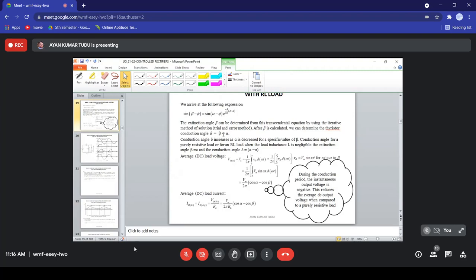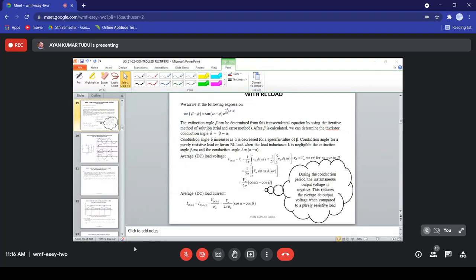The average DC load voltage would be 1 by 2 pi integral from alpha to beta of V0 d omega t, where V0 equal to Vm sin omega t for omega t equal to alpha to beta. If we solve this, the expression we get is Vm by 2 pi into cos alpha minus cos beta. During the conduction period, the instantaneous output voltage is negative. So we can understand that this reduces the average DC output voltage when compared to a purely resistive load.